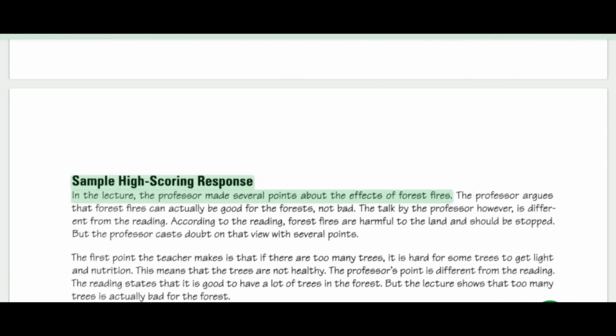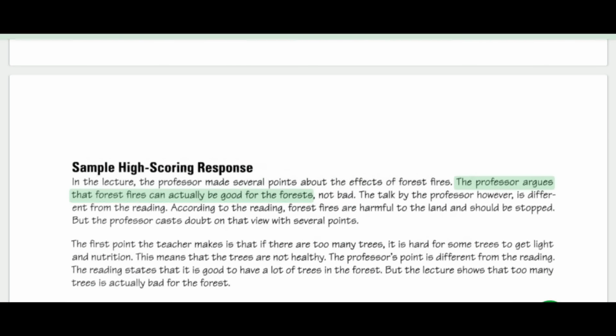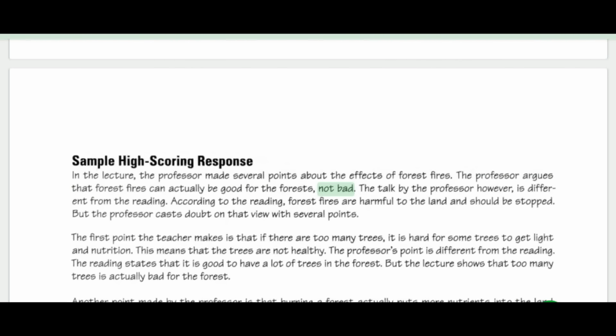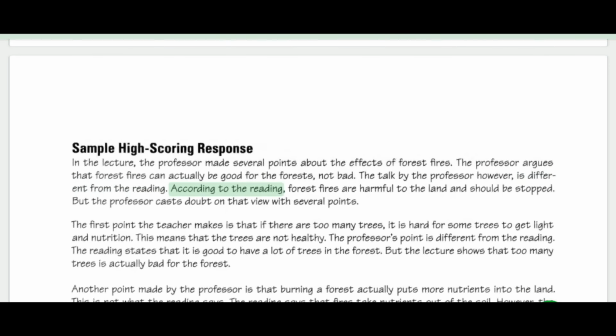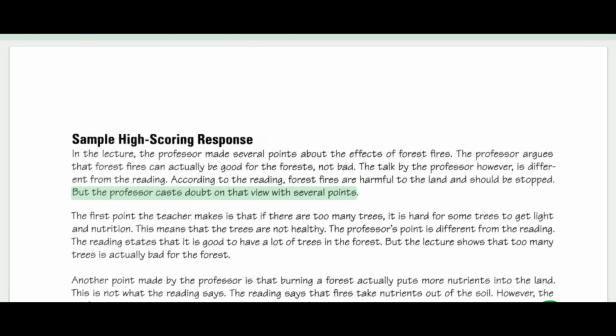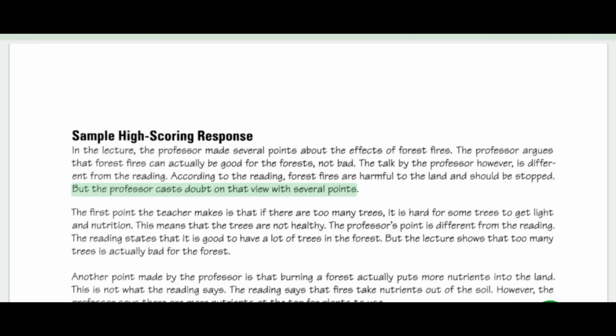In the lecture, the professor made several points about the effects of forest fires. The professor argues that forest fires can actually be good for the forests, not bad. The talk by the professor, however, is different from the reading. According to the reading, forest fires are harmful to the land and should be stopped. But the professor casts doubt on that view with several points.